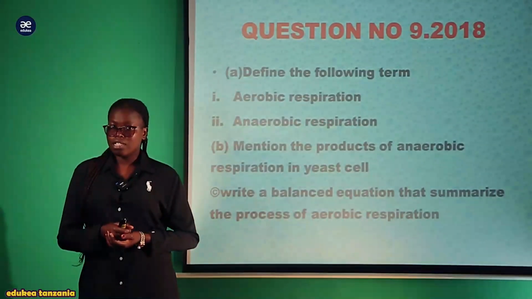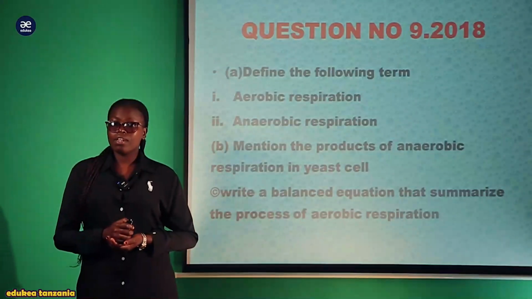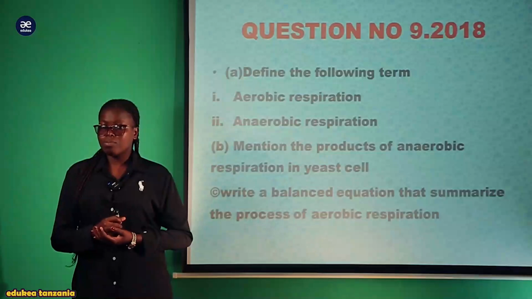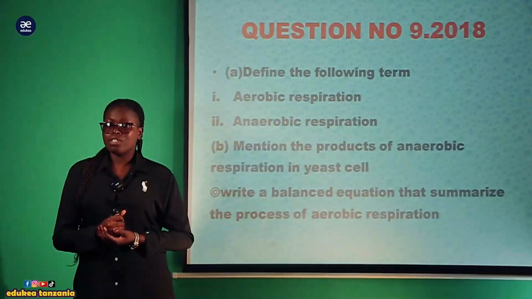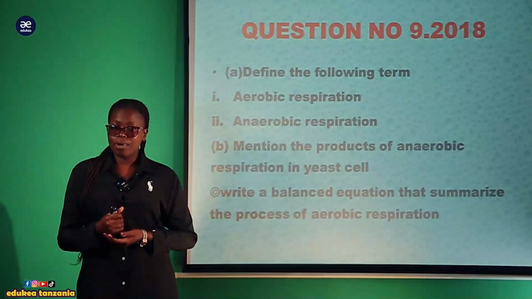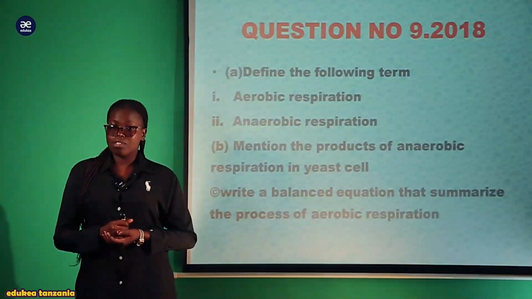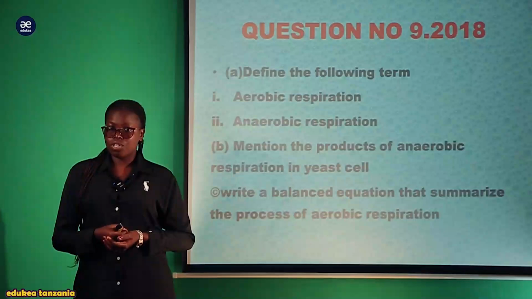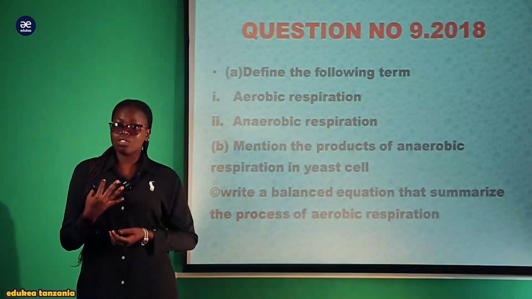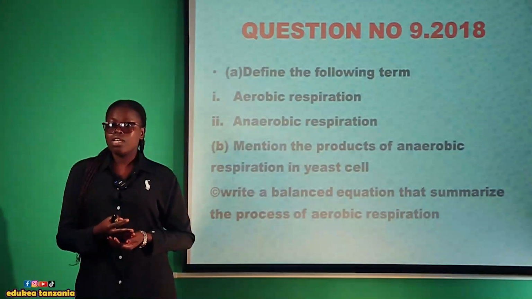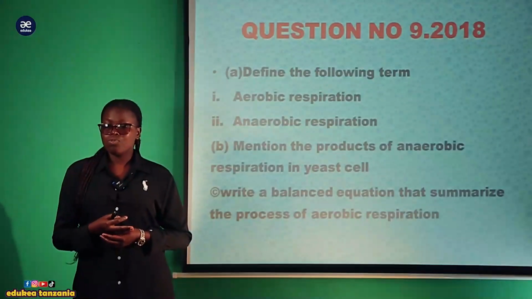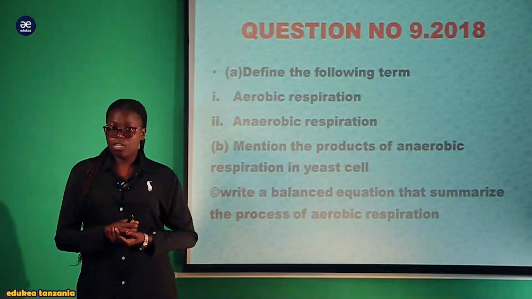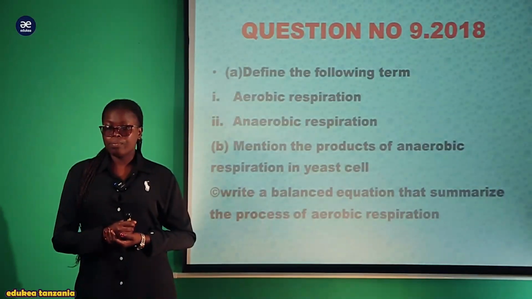And we have two types of respiration: aerobic respiration and anaerobic respiration. Aerobic respiration is a type of respiration that involves the stepwise breaking down of complex food substances in the presence of oxygen, or in other terms we call it a combustion reaction, because we break down the complex food substance, which is glucose, in the presence of oxygen to form carbon dioxide, water, and energy in form of ATP.